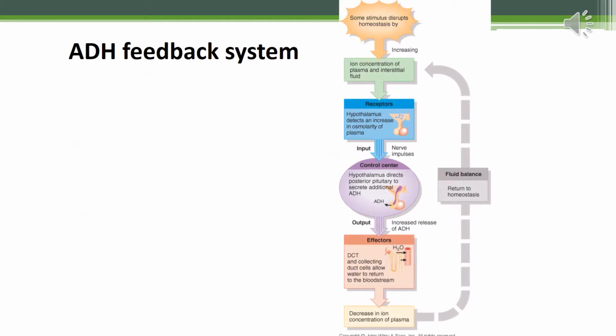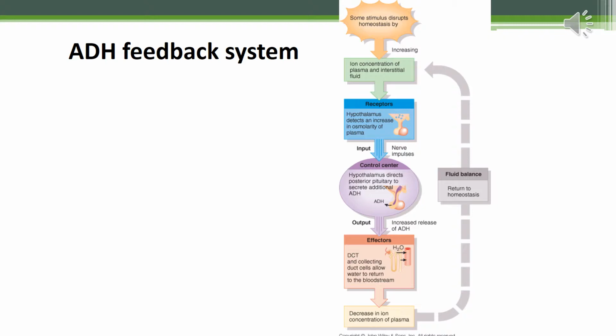Here's the ADH feedback system, and this is a negative feedback system. We're just going to go through it real quick. At the beginning, some stimulus disrupts homeostasis by increasing the ion concentration of plasma and interstitial fluid. The receptors in the hypothalamus then detect an increase in the osmolarity of the plasma, or rather a decrease in water concentration, excuse me. It's always a decrease when we're talking about ADH.